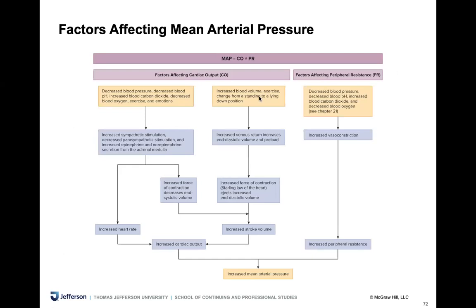There are several factors that can affect mean arterial pressure. And those are listed here, such as either increasing blood volume or decreasing blood pressure. These are all going to have effects on the overall mean arterial pressure.